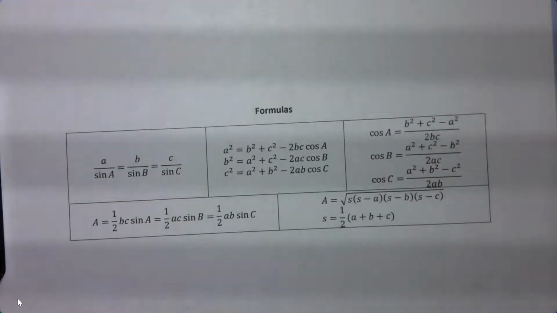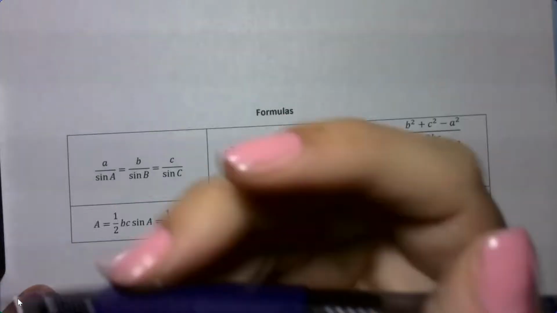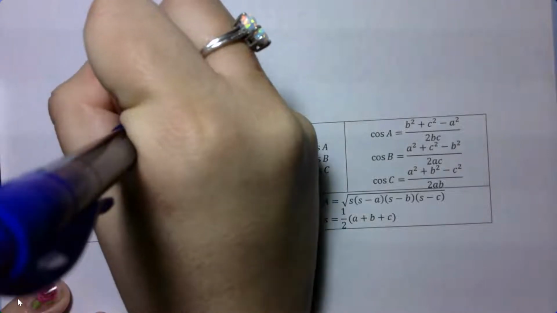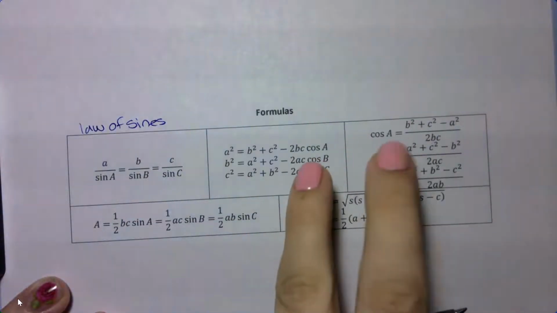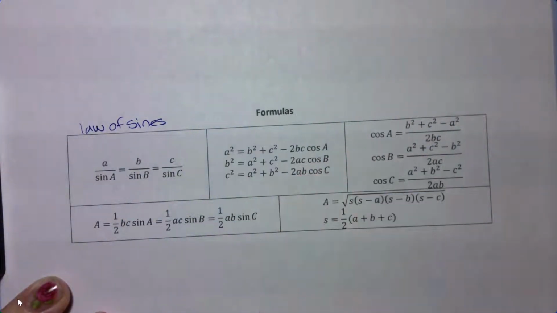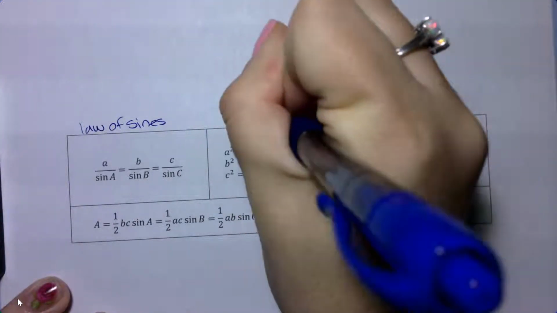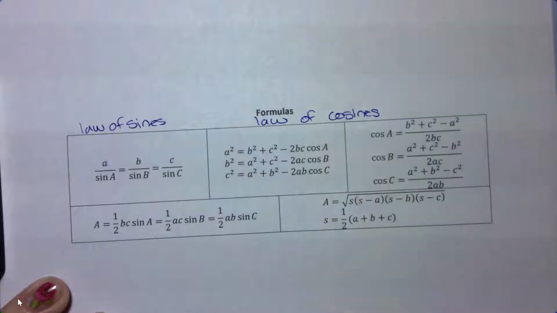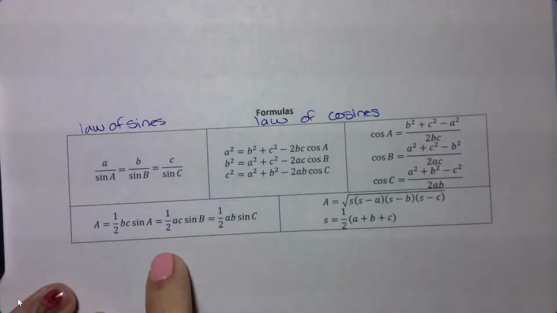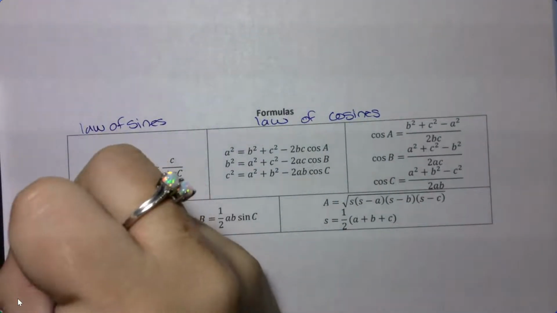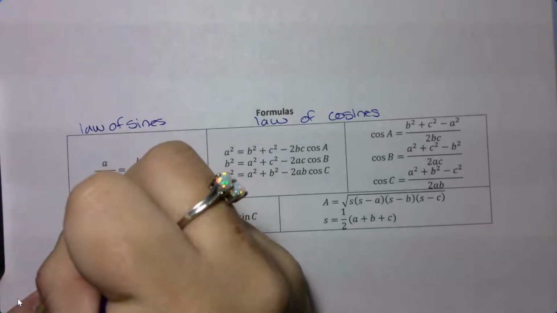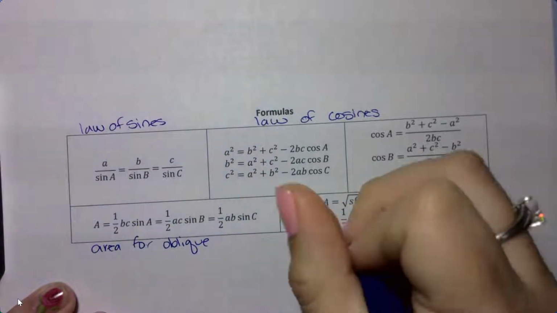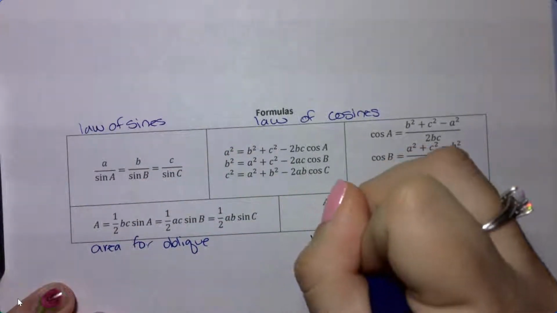So this one is law of sines. These two are both law of cosines. They've just been rewritten. This one is area for oblique. And this one is Heron's formula for area.